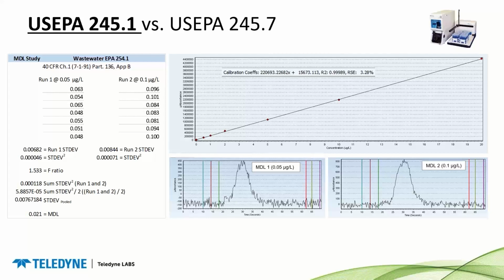And on the left, you can see that for my detection limit study, I used 7 replicates each of a 0.05 microgram per liter and a 0.1 microgram per liter sample. And you see the peak profiles down at the bottom. And my final MDL was 0.021 micrograms per liter, or about 21 ppt, which I found impressive given that the highest calibration point was about 20 ppb.